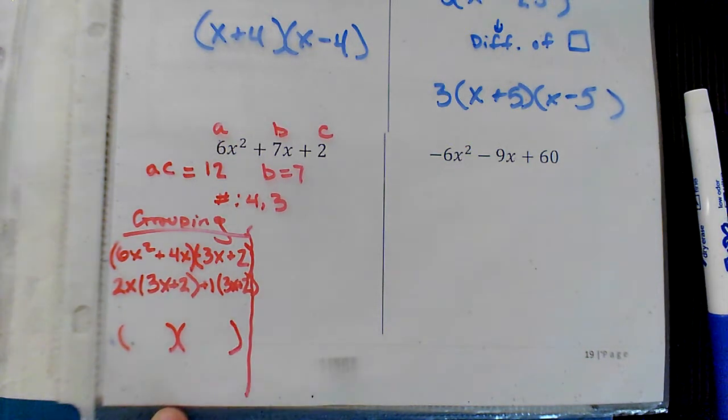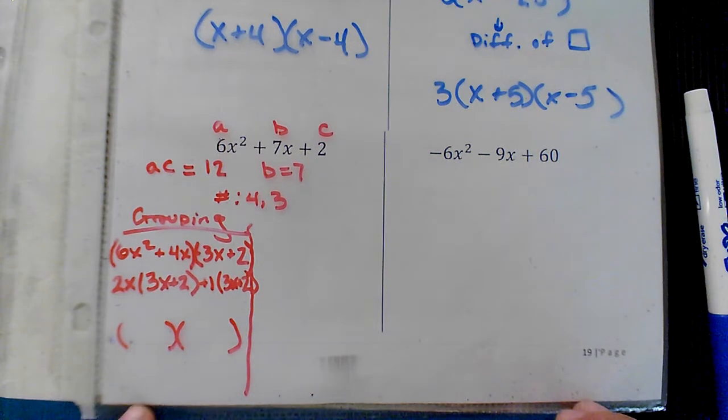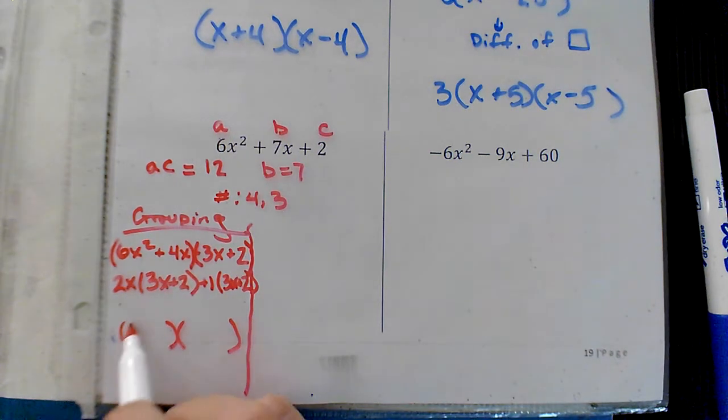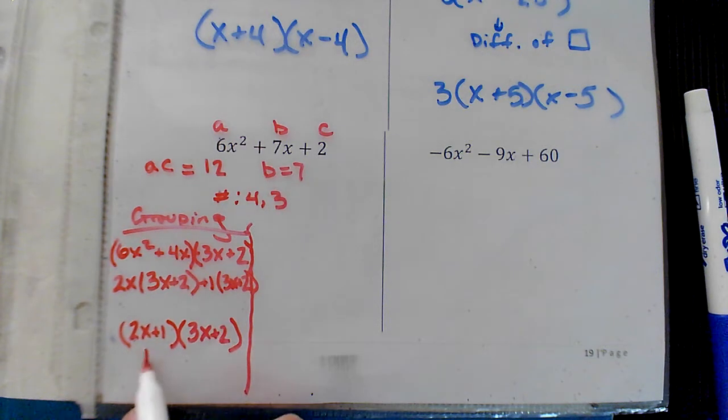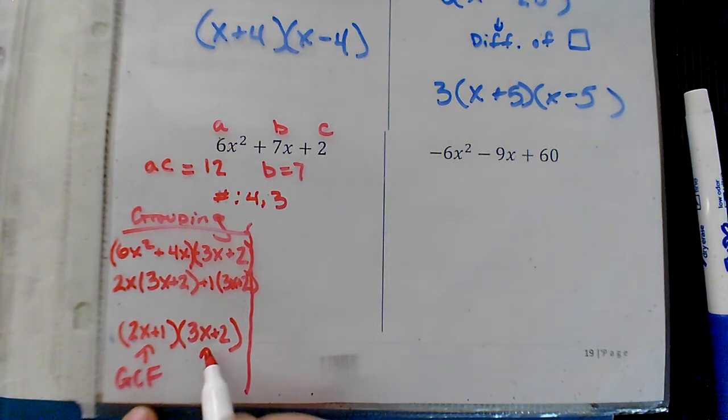From here, we should be able to write our two factors. Good, Eli? 2x plus 1 and 3x plus 2. Perfect. Okay, so notice the 2x plus 1 were the GCFs that you removed from the individual groupings, and the 3x plus 2 was the leftover factor, and they matched. These have to match in order for grouping to work. If they don't, it's a no-go.